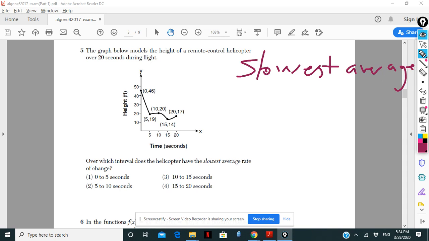means the most flat line. If you're looking here in that part, it's the most steep one. That's the most flat one. So it should be between 5 and 10. Most flat. That's for question number 5.